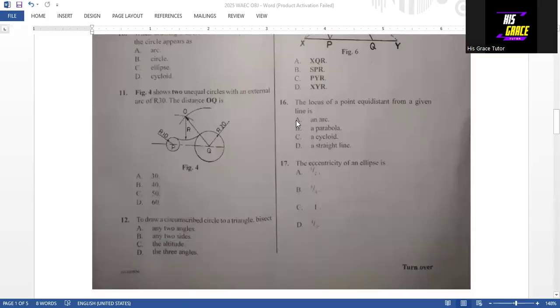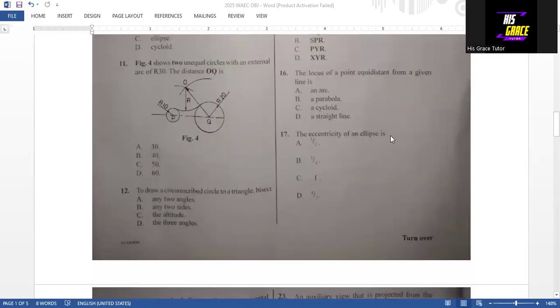Then question 16. The locus of a point equidistant from a given line is a parabola. That is option B, the answer to question 16. And question 17. The eccentricity of an ellipse is 3/4. So the eccentricity of an ellipse is always less than 1. So among these options that we have here, 3/4 is the answer to the question.